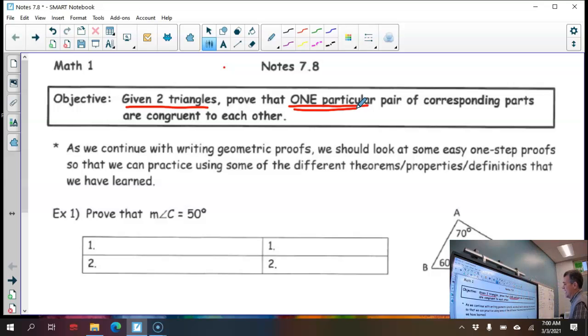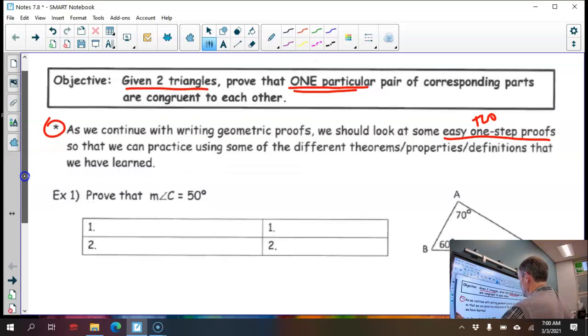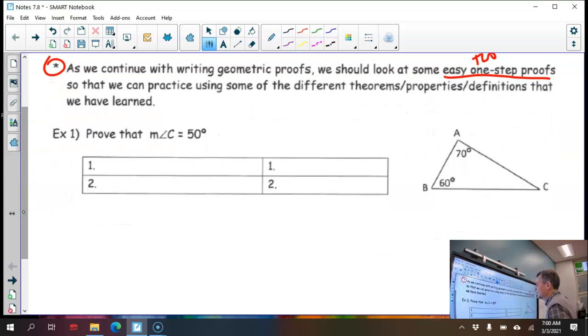All right. As we continue writing geometric proofs, we should look at some of the easy one-step, maybe two-step proofs so that we can practice using some of the different theorems and properties and definitions that we have learned. A real key here is to know all of your definitions and properties, and I'm going to work with that on you the next few days as well. So, I bet you know most of these.